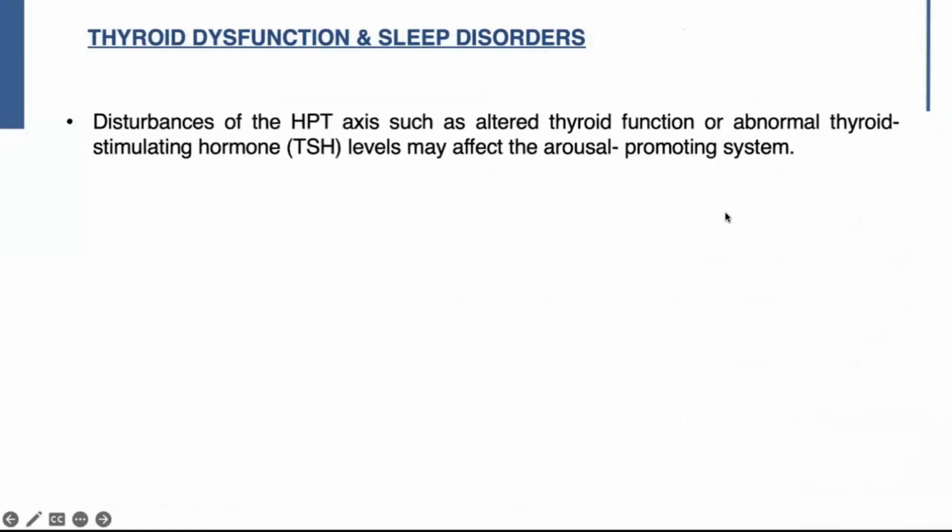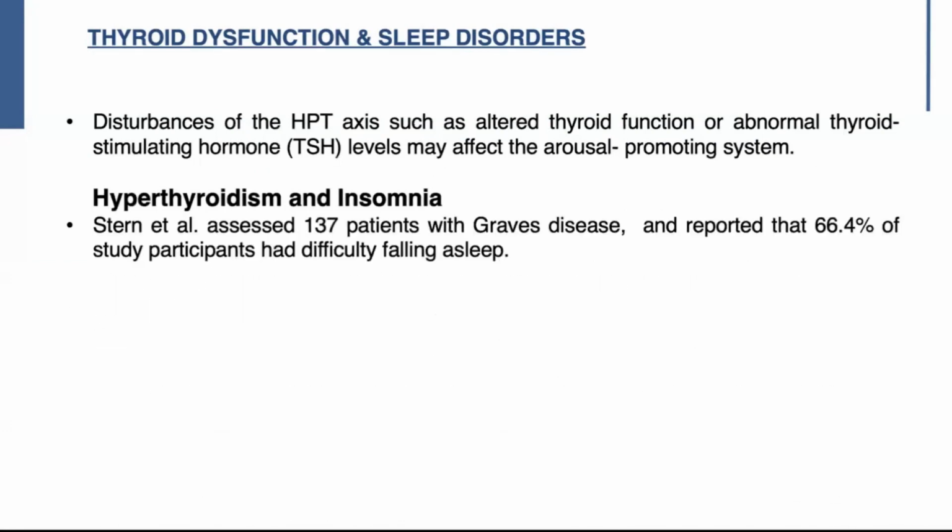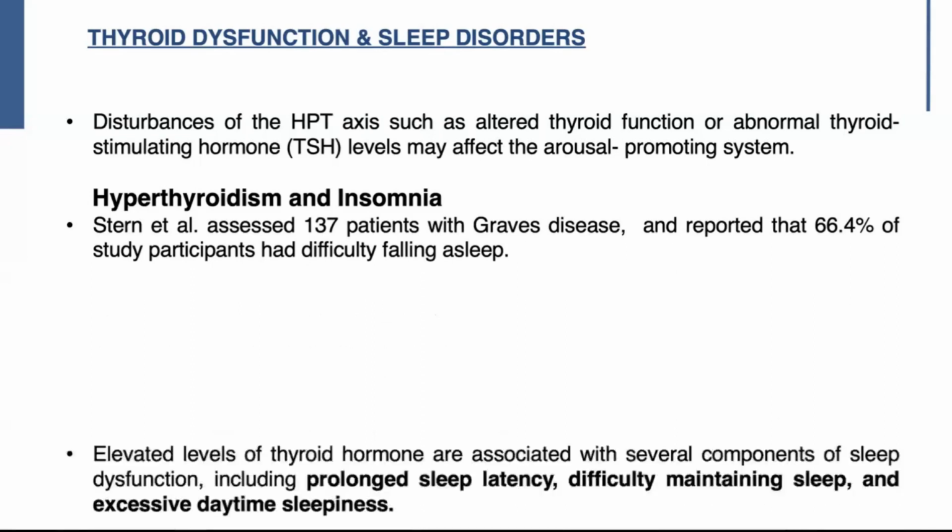Now coming to thyroid function and sleep disorders, the disturbances of the hypothalamic pituitary thyroid axis, such as altered thyroid function or abnormal TSH levels, affect the arousal promoting system. It has been studied in one of the studies by Stern et al. They assessed 137 patients with Graves' disease and reported that 66.4% of study participants had difficulty falling asleep in that study.